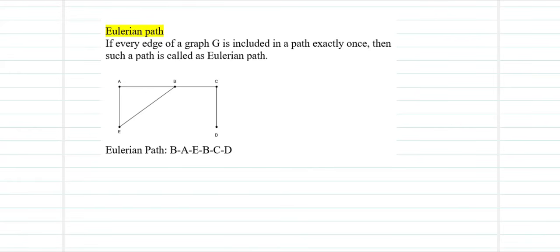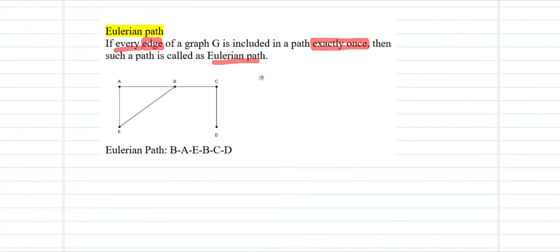Come on, let's get started with the definition of what is meant by an Eulerian path. What we have to be very careful about here is the important quantity, which is the edge. If every edge of the graph is included exactly once, then what do you call that path? It is an Eulerian path.